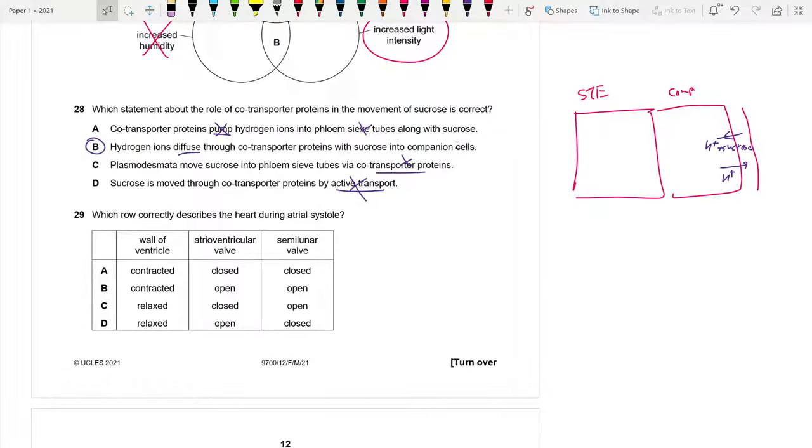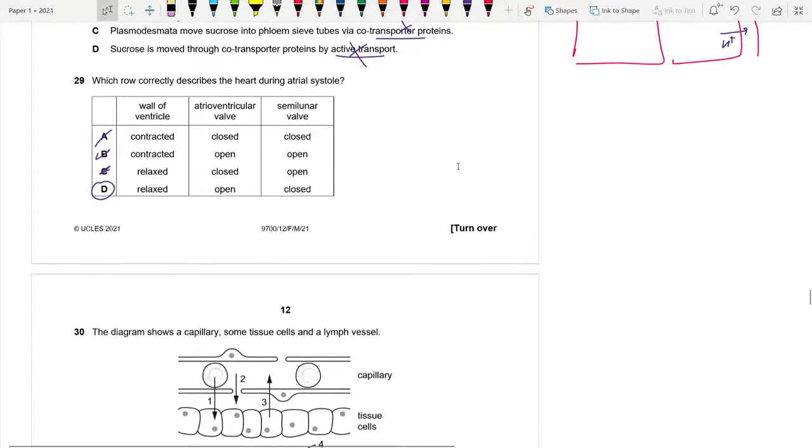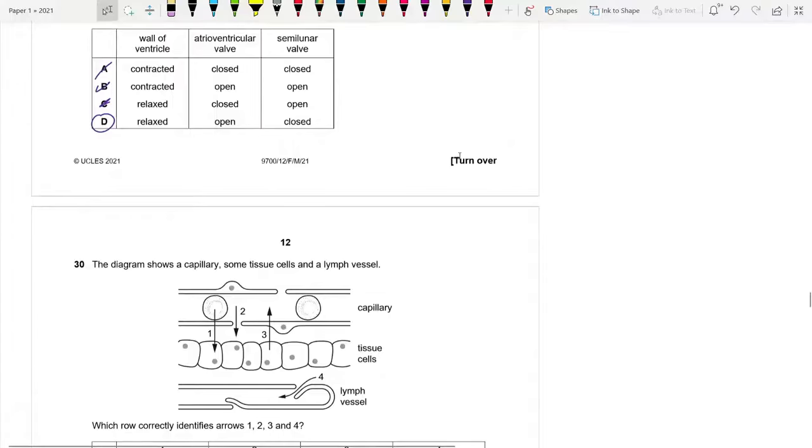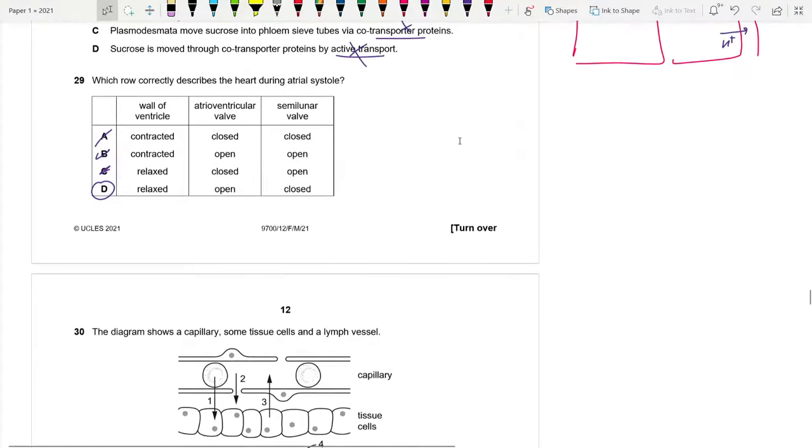Which row correctly describes the heart during atrial systole? Okay, during atrial systole, blood goes from the atrium to the ventricle. So the walls of the ventricle should logically be relaxed because it's getting blood. The atrioventricular valve should be open. Okay, so 29 is D, and the semilunar valve should be closed. Easy. During the diastole or the ventricular systole, the semilunar valve should be open and the atrioventricular valve should be closed.